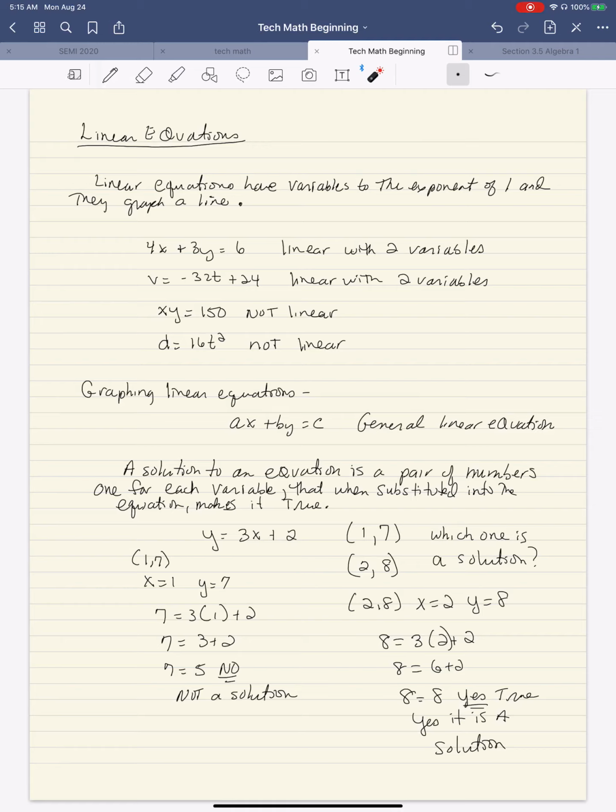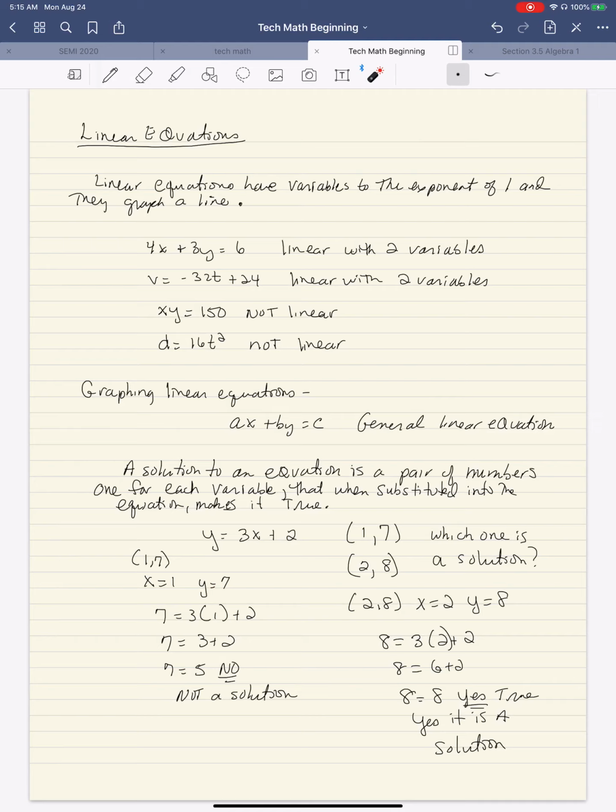As an example, if I have y equals 3x plus 2, and I want to know which one of these ordered pairs is a solution, either 1, 7 or 2, 8, I need to plug them in and substitute them for the variables x, y, and see if they're true. So when I take the first ordered pair, 1, 7, x is a 1, y is a 7, x is in the first position, y is in the second position.